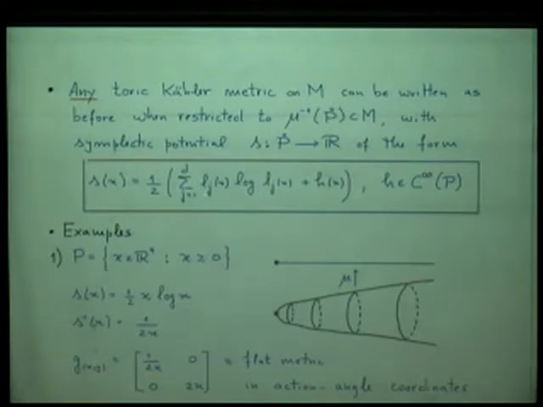And so, if you just look at the potential with 1/2 x log x, just don't add anything else, you compute the second derivative, which is the Hessian, and you get a metric which has the Hessian and the inverse of the Hessian. And this is the flat metric in R2 expressed in action angle coordinates. It's just the usual flat metric, linear metric. In these action angle coordinates, it looks like this.